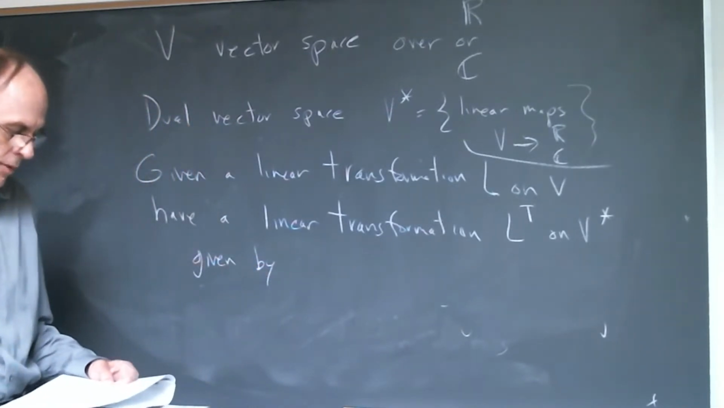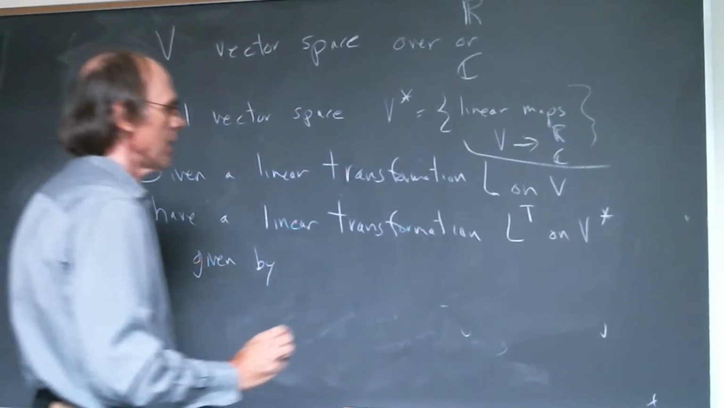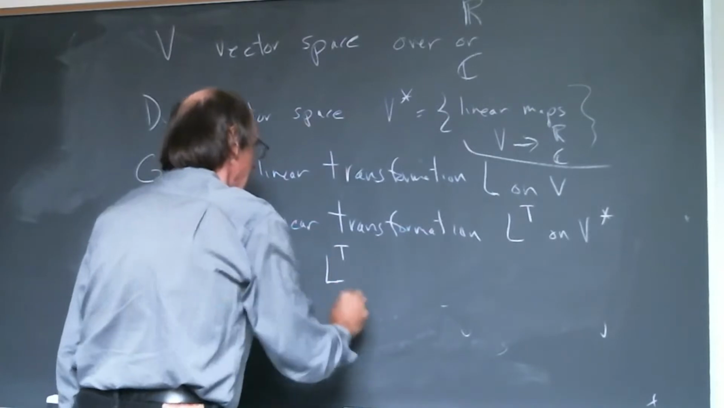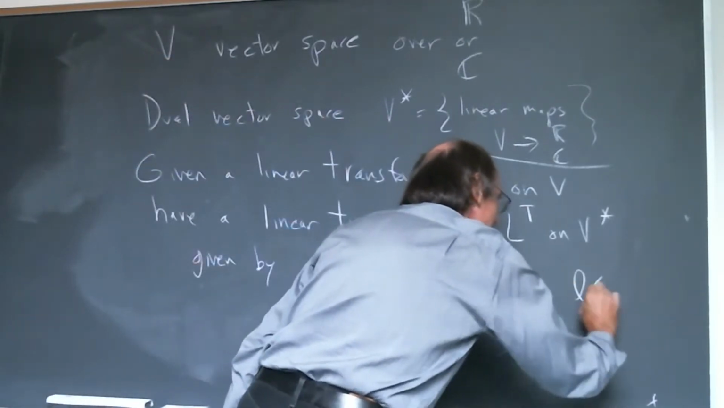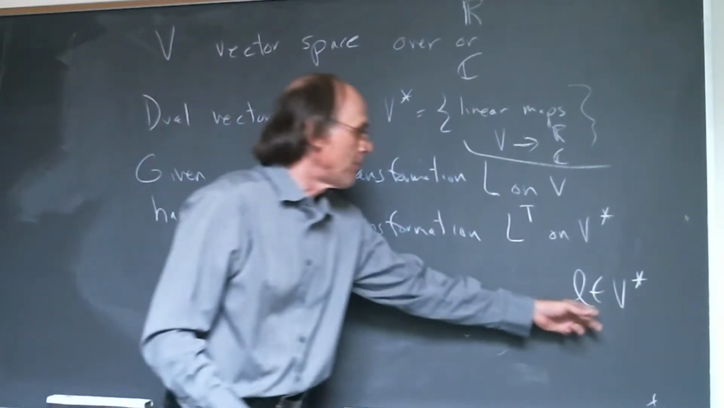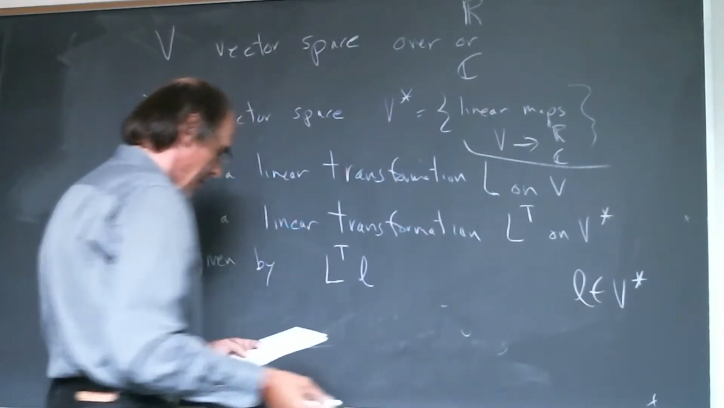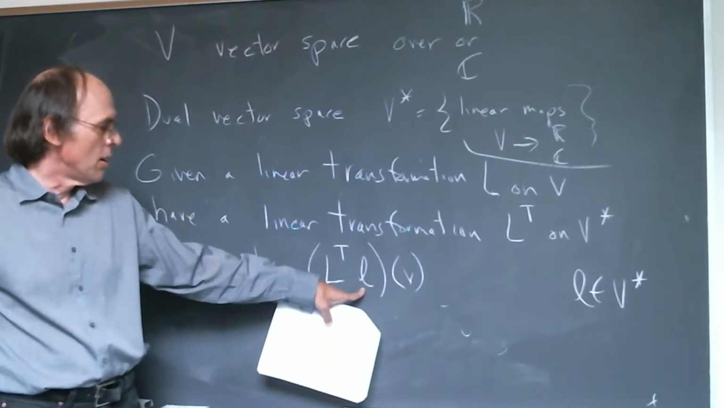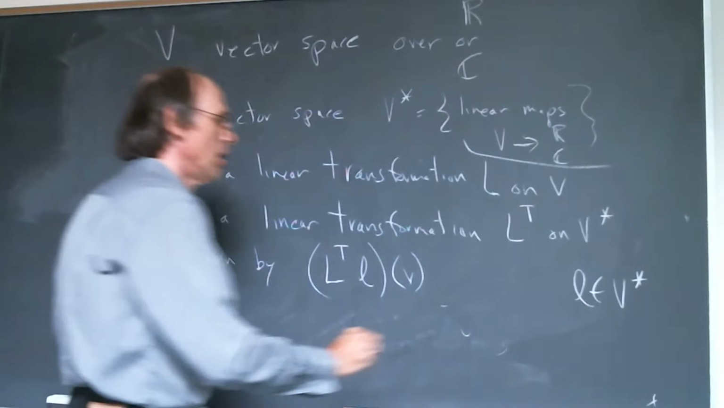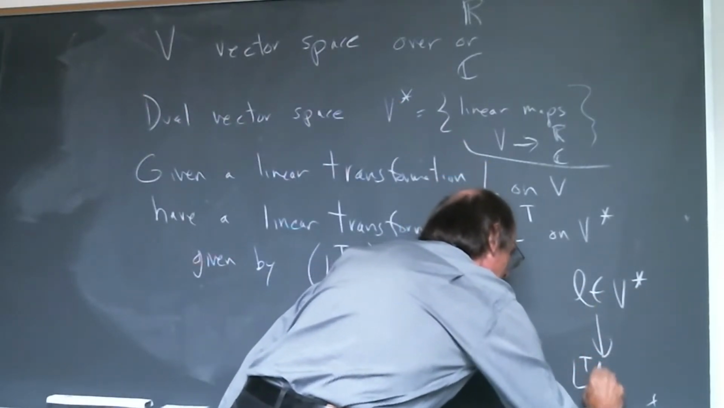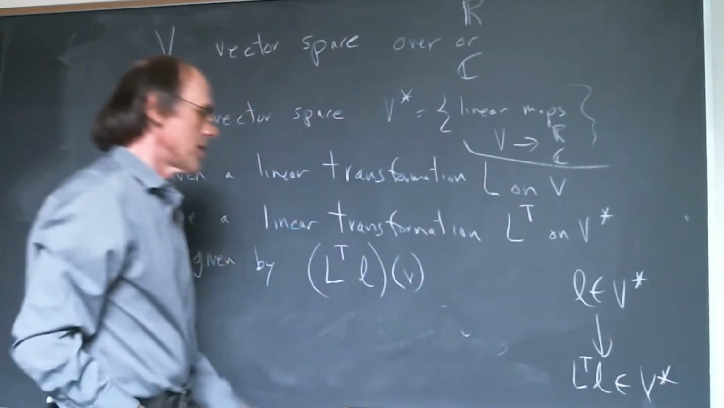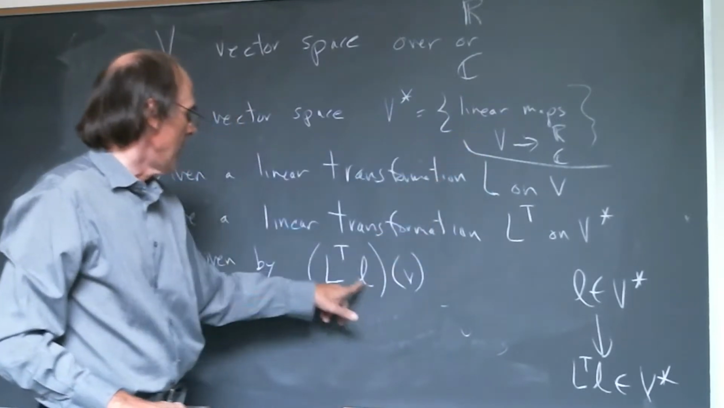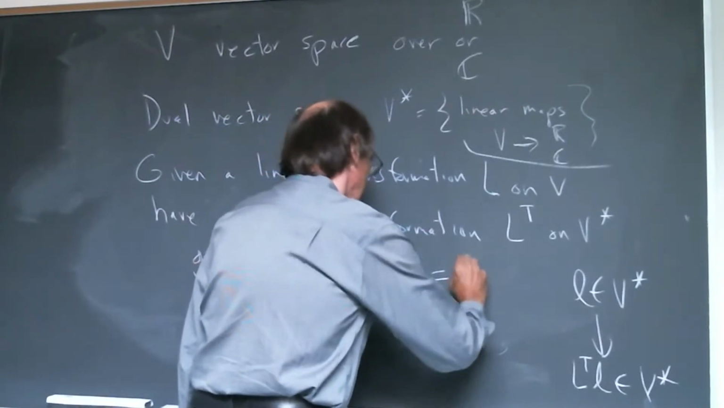Given by LT. So if l is a linear map on V, something in the dual space, then LT of l is a thing that, if you feed it a vector, is going to be a new linear map. So you have l going to LT l. The point is that the linear transformation from elements in here to elements in here is given by taking a linear map here, and you get a new linear map, which is just given by taking l of L.